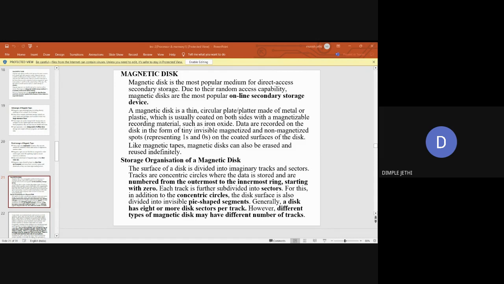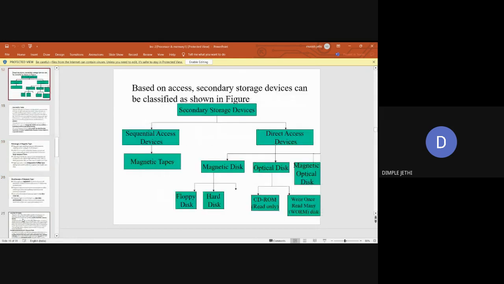Yes, they all are secondary storage, but I just said all the secondary storage devices can be categorized in two categories. What I was explaining for so long: sequential access and direct access. Magnetic tapes come under sequential access because here all the records can be accessed one after another. In direct access, we have first of all magnetic disk. I'll explain all these types of disk. First of all, I'm explaining magnetic disk.